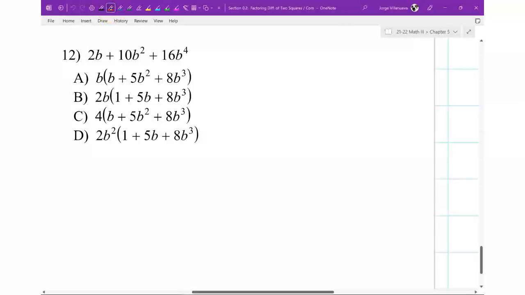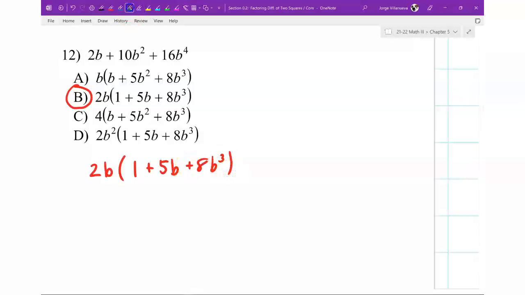All right. So what they have in common, 2b, 10b squared, and 16b to the 4th is 2b. That's what they have in common. Okay, so at that point, you can pretty much already guess that it's going to be b, right? Because that's the only one that has a 2b out there. But if I divide 2b by 2b, I get 1, right? Plus 10b squared divided by 2b will be 5b. And then 16b to the 4th divided by 2b will be 8b to the 3rd.